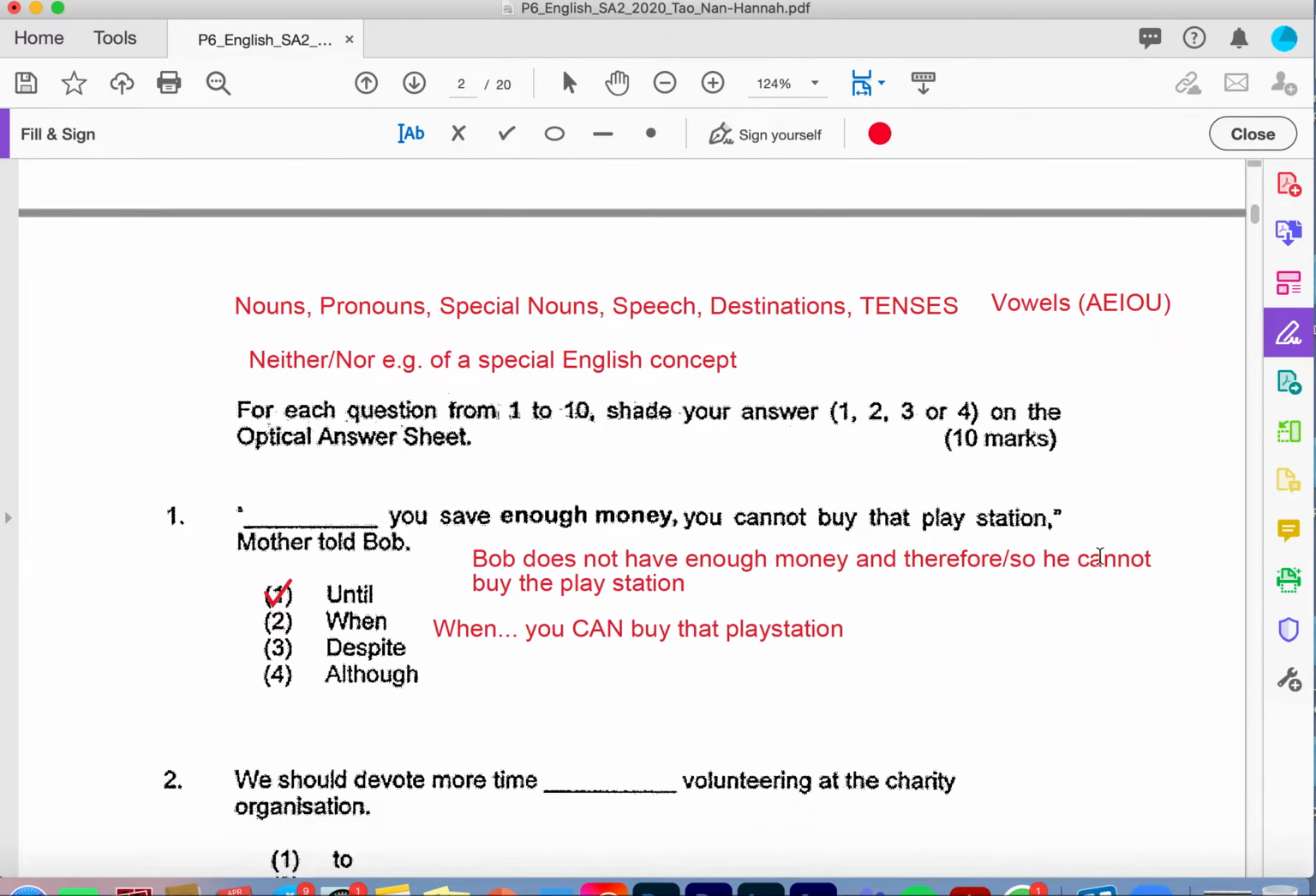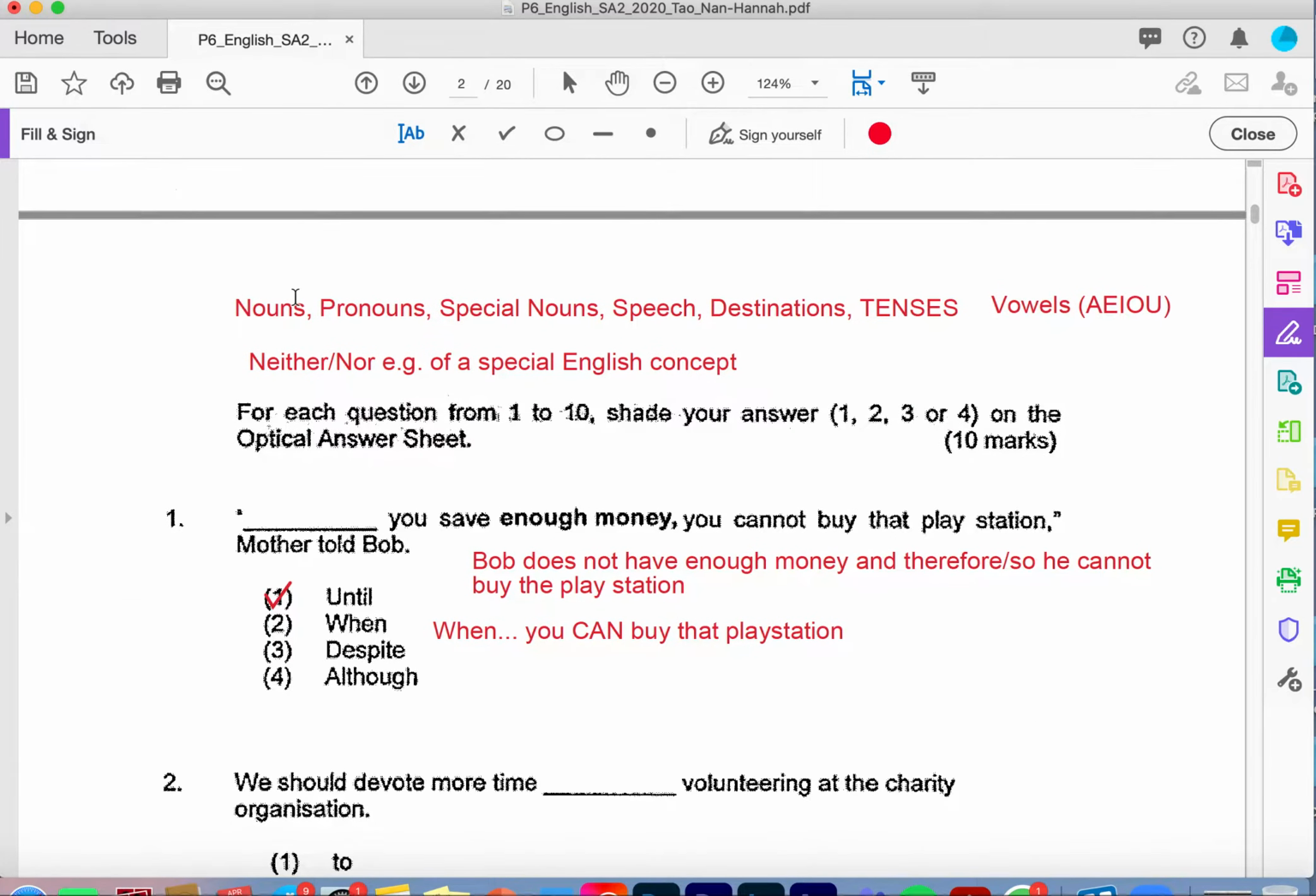Before we start, it's always very important to write down the elements of the English language and also think about some concepts in English which you have learned. Some elements are nouns, pronouns, special nouns. You have speech sometimes, which looks like this with your apostrophe and your comma. Destination, sometimes you're given locations and you have to infer a little bit. And the most important would be tenses.